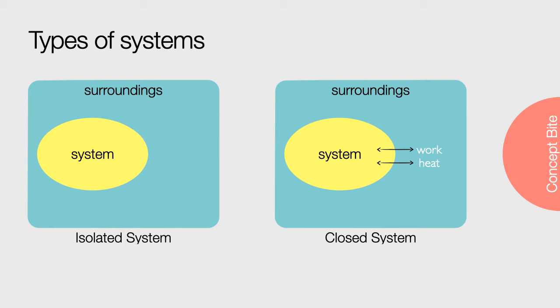A closed system does not allow any exchange of material, but energy in the form of either heat or work is allowed to be exchanged.